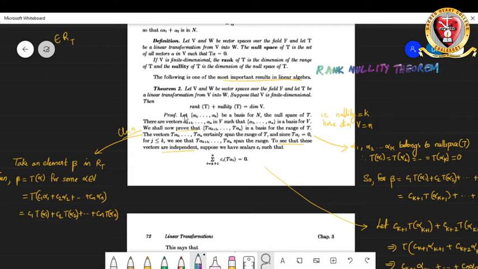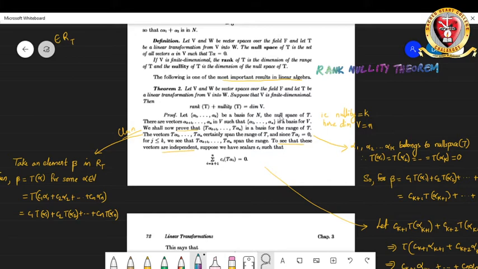Proof. Suppose alpha 1, alpha 2, etc., alpha k form a basis for the null space N, where N is the null space of T. And since this N is a subspace of V, we know that this basis can be extended by adding some more vectors, say alpha k plus 1, etc., alpha n, such that the set alpha 1, alpha 2, etc., alpha k, alpha k plus 1, etc., alpha n forms a basis for V. And now we are going to claim that T of alpha k plus 1, etc., T of alpha n is a basis for the range of T.